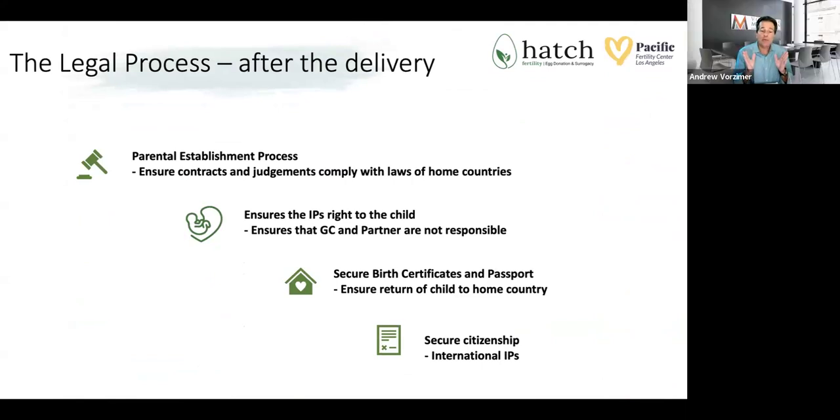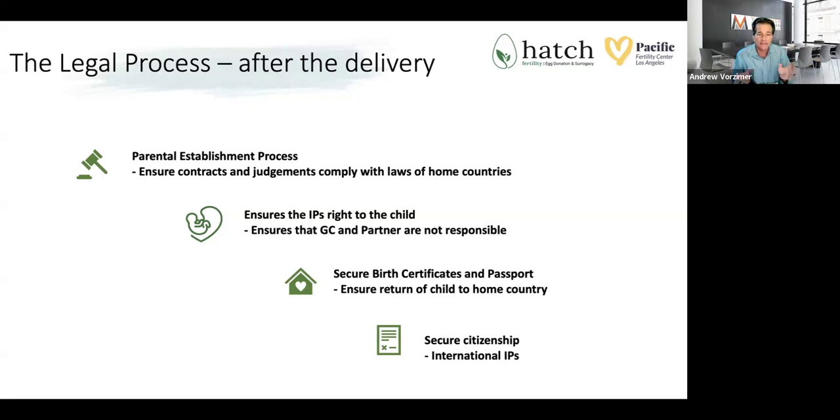Sure. So once the delivery occurs, we'll work with the intended parents to have Vital Records issue a birth certificate with their names on it. And then we'll arrange to have a passport for them to return home. Your baby will automatically be a U.S. citizen by virtue of being born here in America.